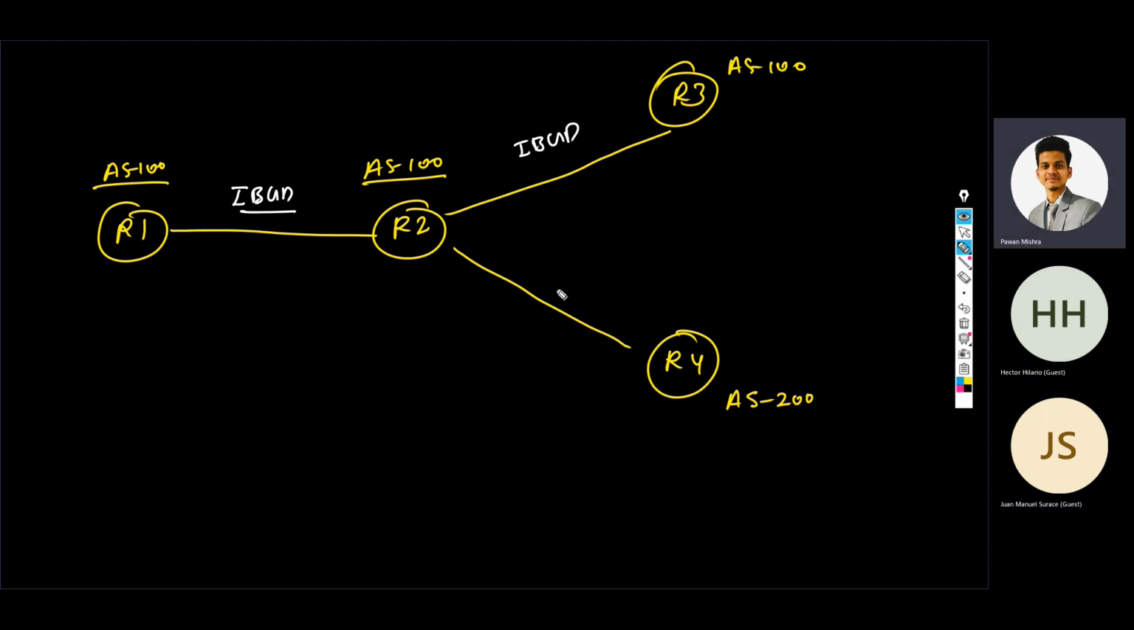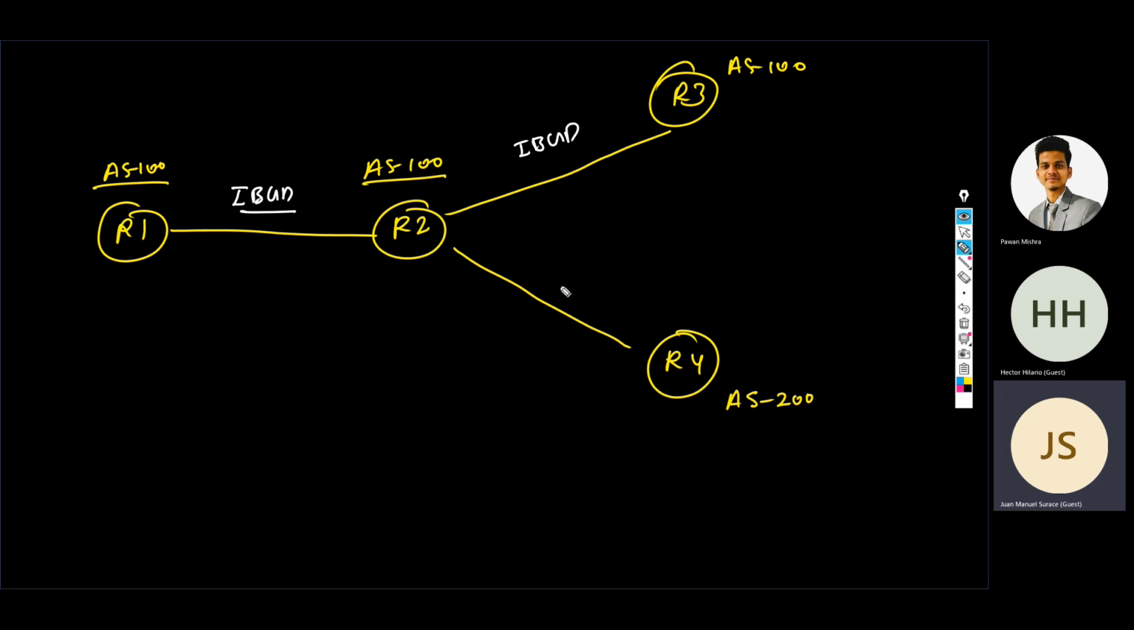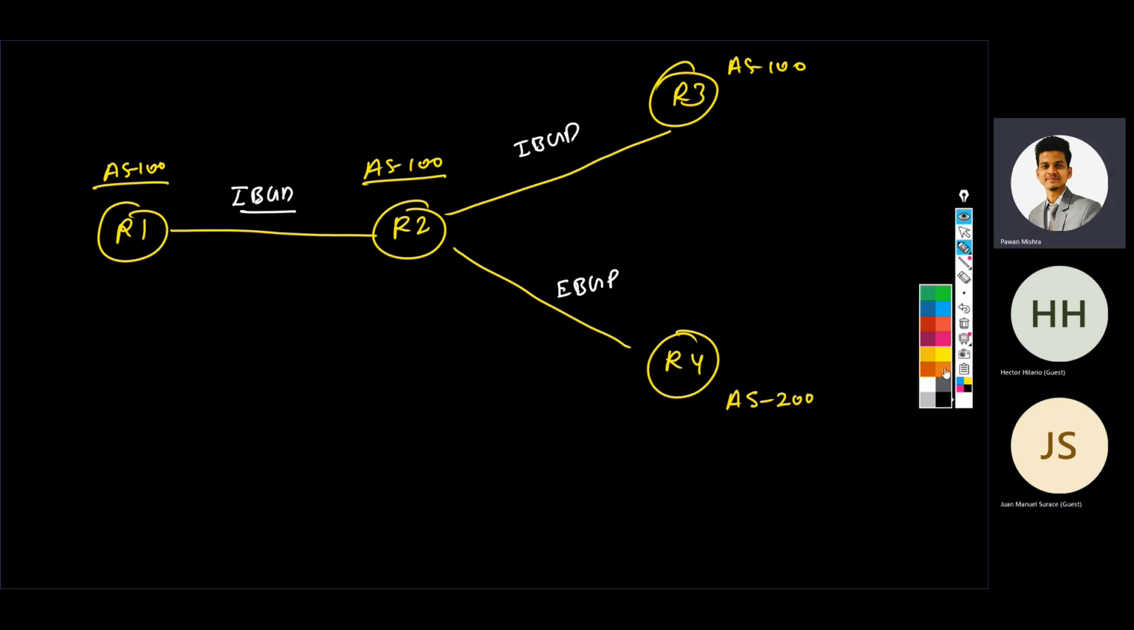In between R2 and R4, EBGP. Perfect. Now what is happening? Let's say this R1 router has a route 1.1.1.1/32, and using the network command, I can advertise this route. So what will this R1 router do? It will share this prefix to R2.